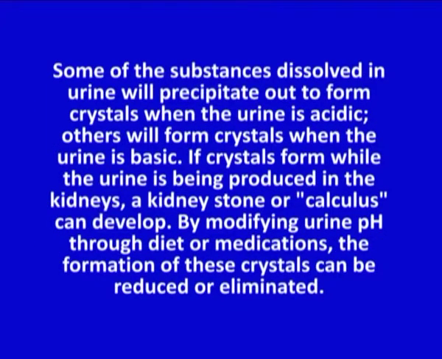Some of the substances dissolved in urine will precipitate out to form crystals when the urine is acidic. Others will form crystals when the urine is basic. If crystals form while the urine is being produced in the kidneys, a kidney stone or calculus can develop. By modifying urine pH through diet or medications, the formation of these crystals can be reduced or eliminated.